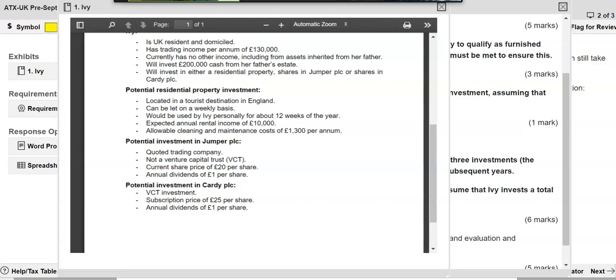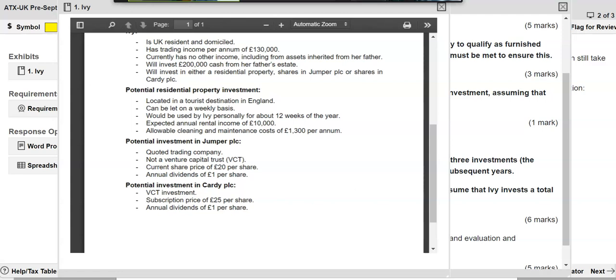Okay. So if she invests in the Jumper PLC, quoted trading company, not a venture capital trust, current share price of 20 pounds per share. So she will be getting 10,000 shares and annual dividend of £1 per share. So she will be getting a dividend of 10,000, and out of that 10,000, only 8,000 will be liable to tax and will be at the rate of 33.75%.